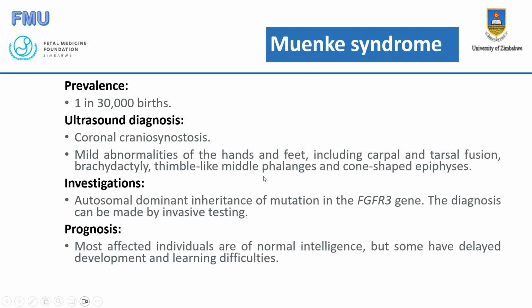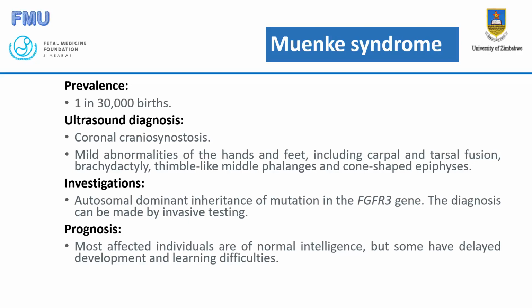We have the Muenke syndrome. The Muenke syndrome occurs in about 1 in 30,000. There's coronal craniosynostosis. I'm assuming we know where the coronal is. The coronal is the midline. You know, this midline suture that runs from the frontal suture, going all the way to the occipital one at the back there. The one that runs right at the middle of the brain, that's the coronal suture. At the middle of the head, at the top.